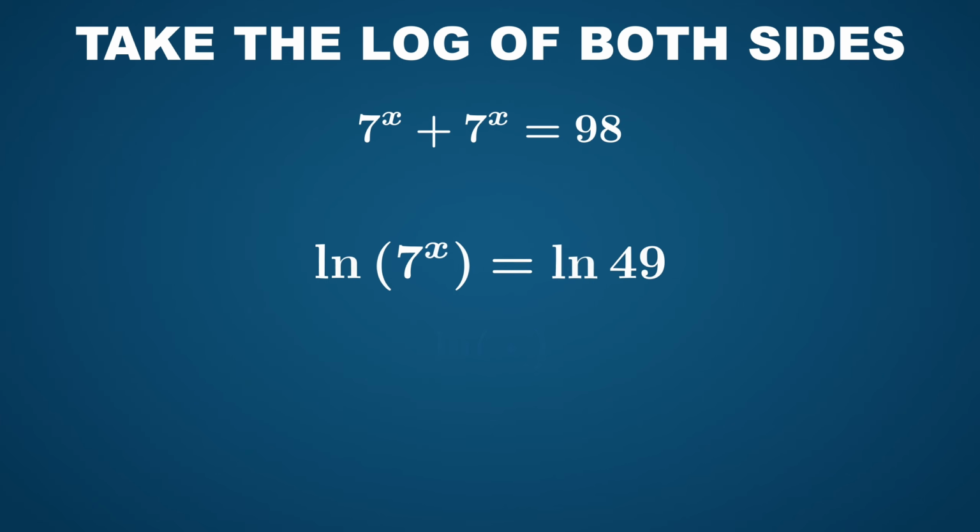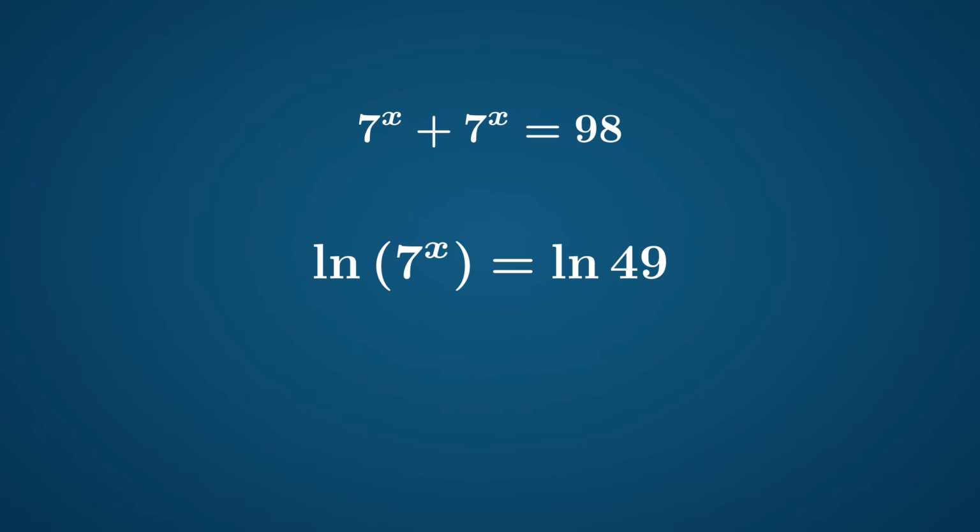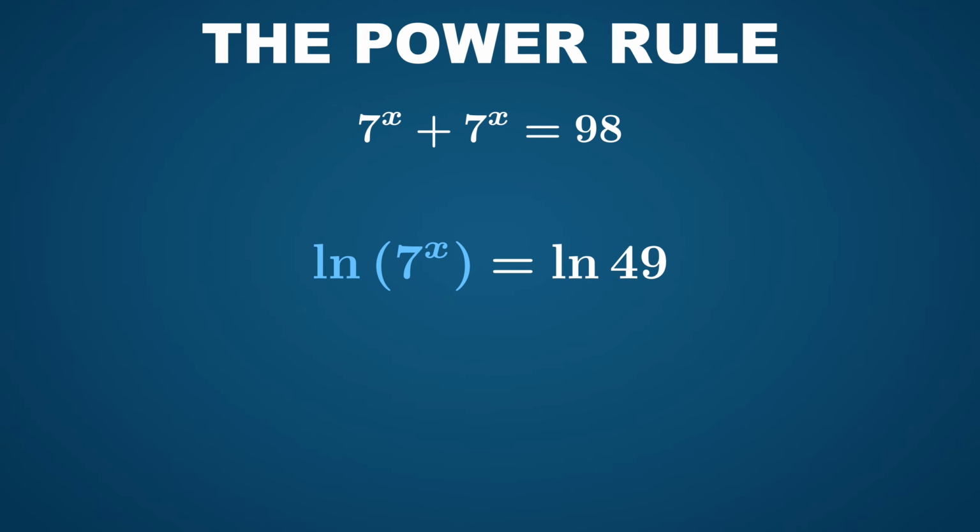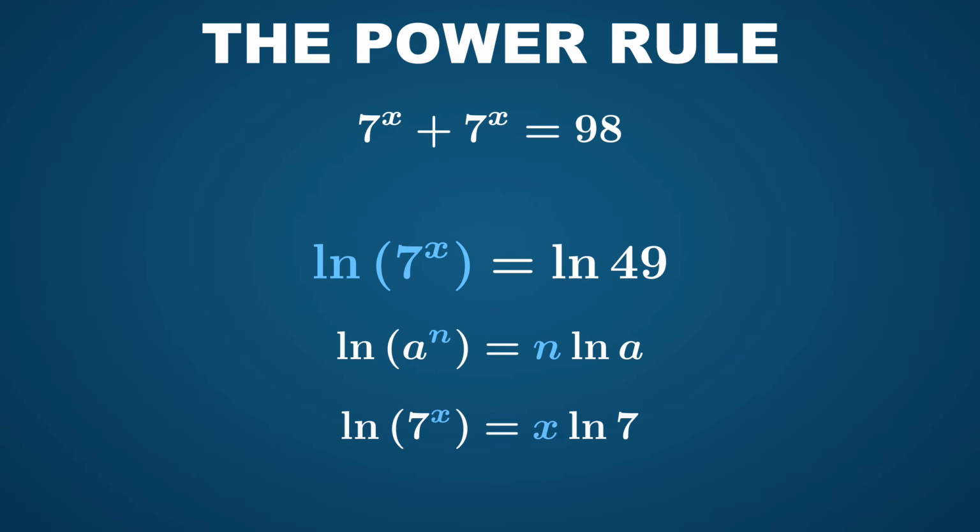The equation becomes natural log of 7 to the x equals natural log of 49. On the left side, we can apply the power rule for logarithms. The rule moves an exponent out in front of the log as a multiplier. In symbols, log of 7 to the x becomes x times the log of 7. The rule needs a positive base, and our base 7 is positive.